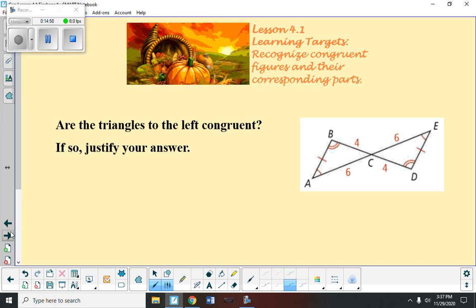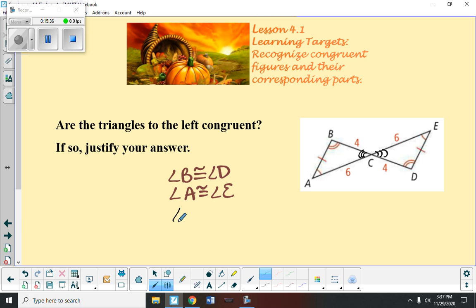All right, the next one says, are the triangles to the left congruent? Well, in order to be congruent, remember all the corresponding sides have to be the same length and all the corresponding angles have to be congruent. So we have, let's see, angle B and angle D are congruent. And we have that angle A is congruent to angle E. And what do we know about this angle and this angle? Well, those are congruent because they are vertical angles. Let me get a different pen here. So I'm going to mark those congruent because of vertical angles.